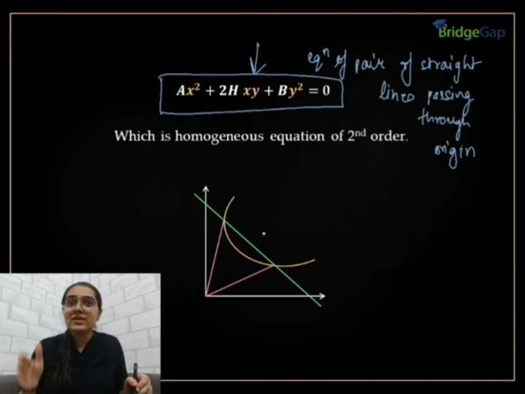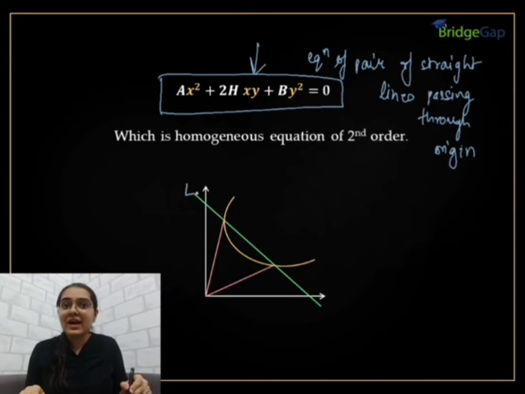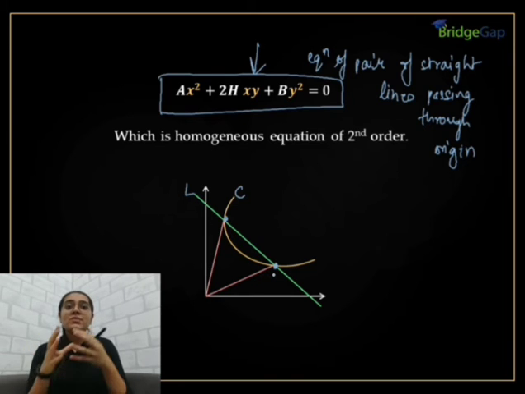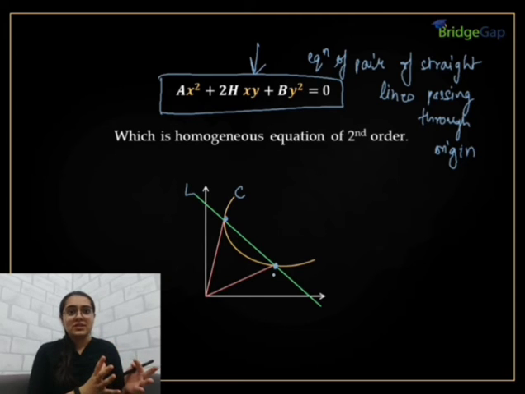And we also know that we have derived this equation using the equation of the line and the curve. So it must satisfy the condition of the intersection, because we have found this equation by solving these two equations. So it must satisfy L and C, as well as represent the equation of a pair of straight lines passing through the origin.